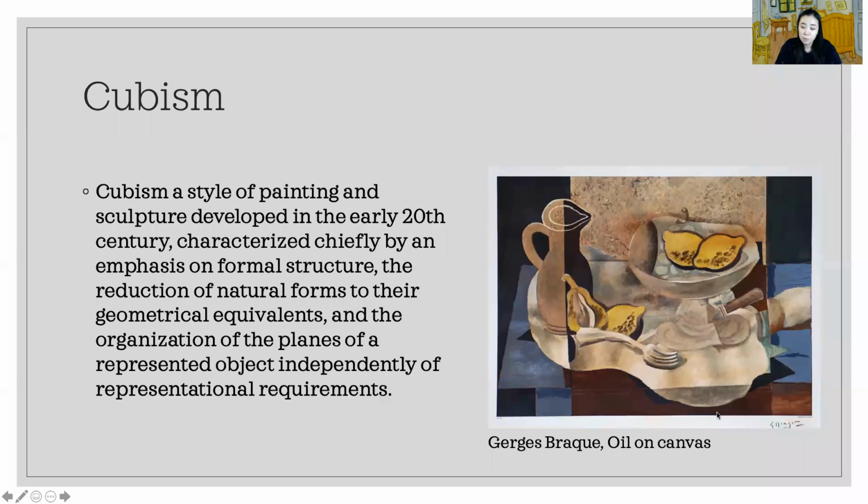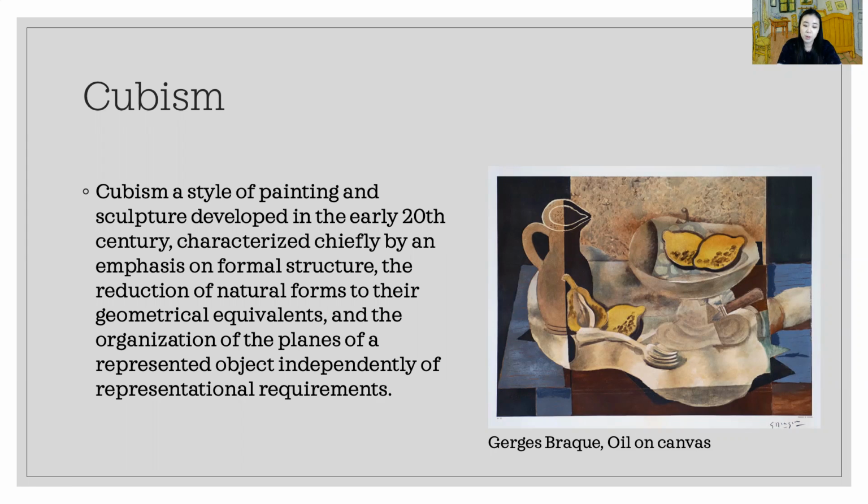And the next art movement we are going to see is Cubism. Cubism is a style of painting and sculpture developed in the early 20th century, characterized chiefly by an emphasis on formal structure, the reduction of natural forms to their geometrical equivalents, and the organization of the planes of a represented object independently of representational requirements.